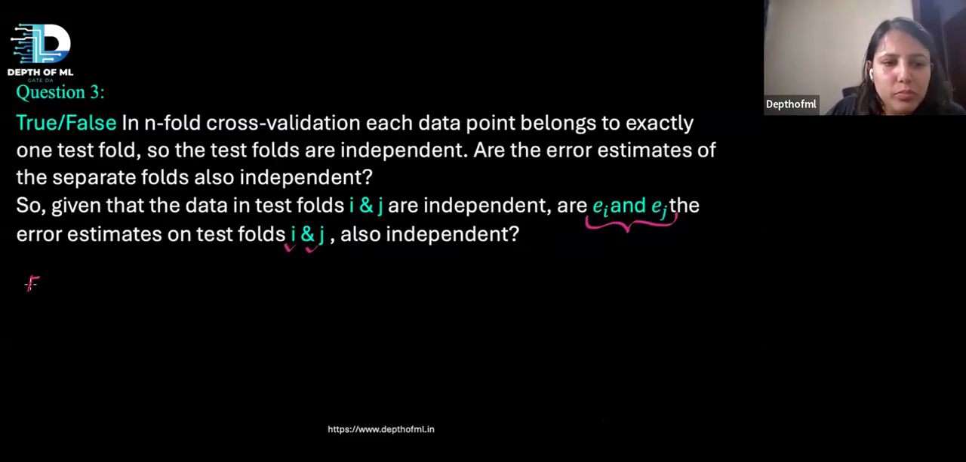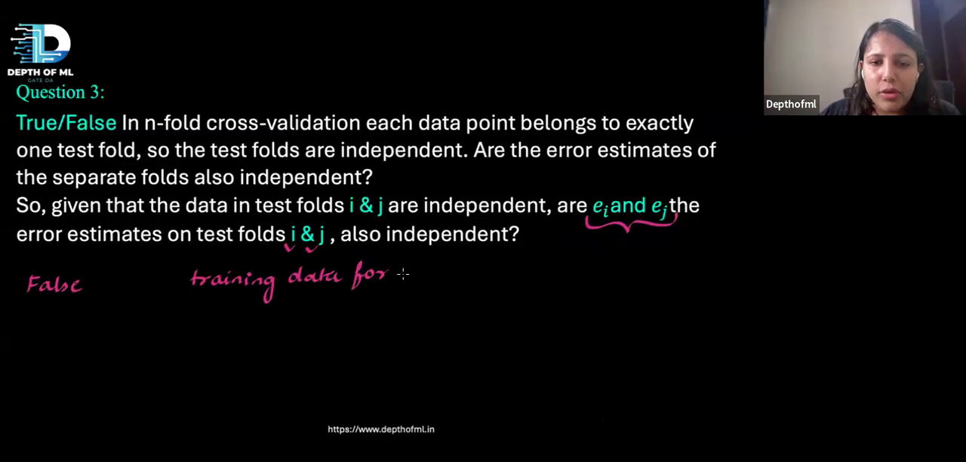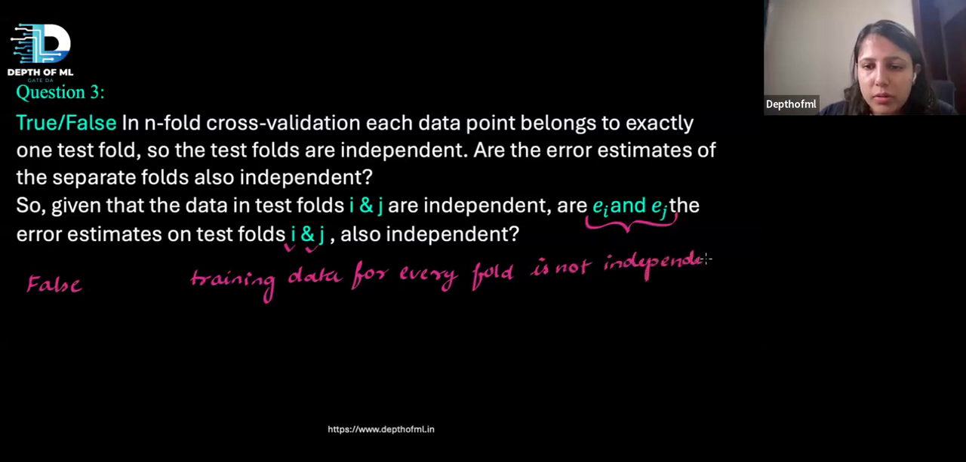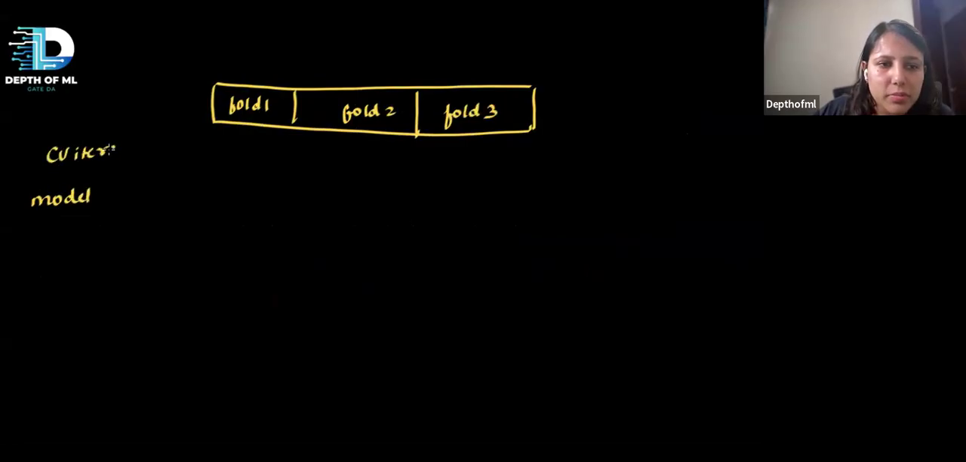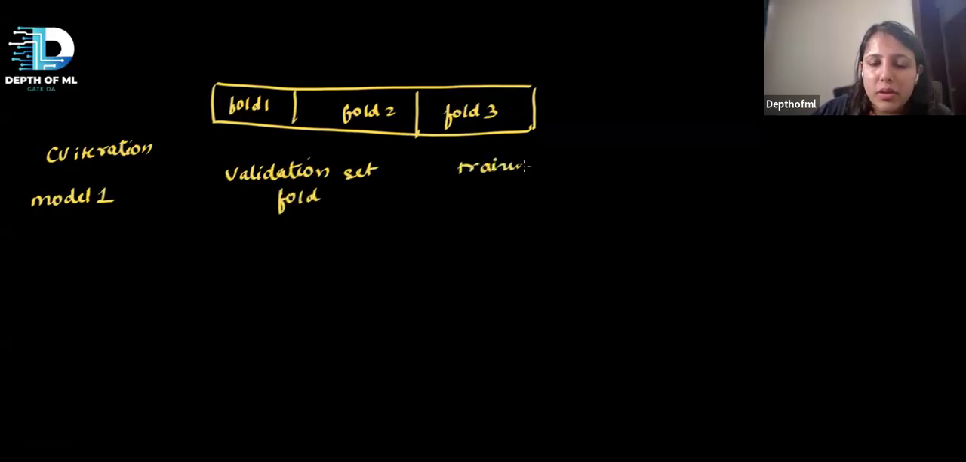Okay, and why is this false? This is false because your training data for every fold is not independent, right? So what is the meaning of that? Now let's suppose this is my data set, okay, and I'm creating fold 1, fold 2, and fold 3. Fine. So when I do model 1, like CV iteration, in your CV iteration, you're training model 1. Your validation set has fold 1, right? And your training set has fold 2 and fold 3.